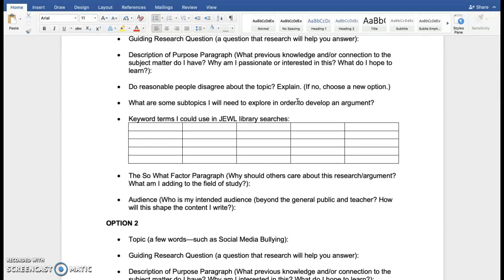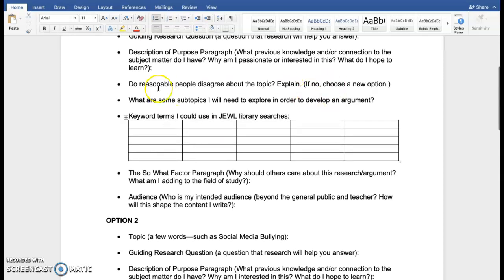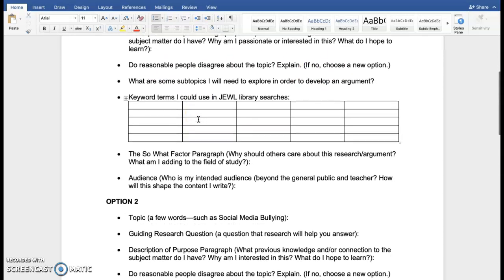So if the answer is no, you're going to want to just scratch whatever you've done so far and go back to the drawing board. What are some subtopics you need to explore? This will help you think of, okay, so what I'm getting at here, let me be clear, is that every paper that you write, you're going to need subtopics because these are going to essentially be the body paragraphs that you dive into. So keep that in mind as you're working through this.